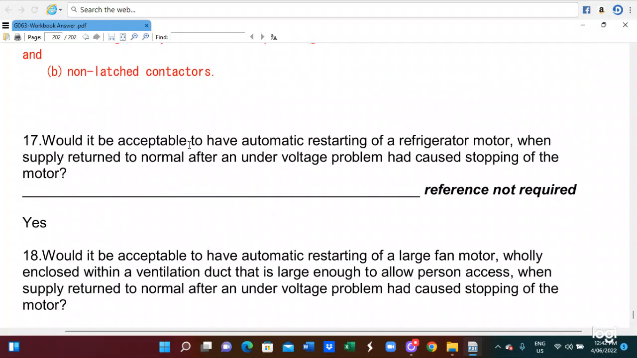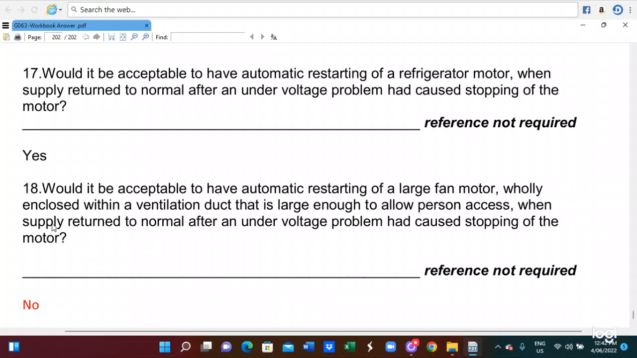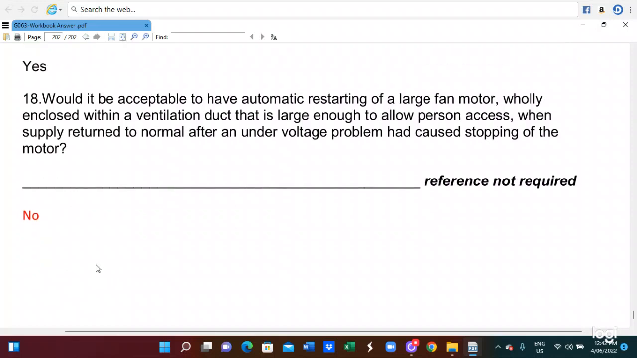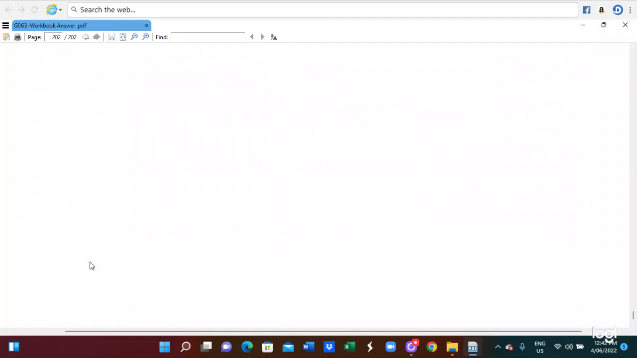Would it be acceptable to use an automatic restarting for a motor when the supply returns to normal after the voltage problem occurs, stopping all the motors? Yes, answer is yes. And would it be acceptable to use an automatic restarting for the larger motor wholly enclosed within the ventilation duct, large enough to allow the passing access, when the supply returns to normal after the undervoltage has caused the stopping of the motor? Answer is no. So this is for the AS/NZS 3000 protection question and answer.